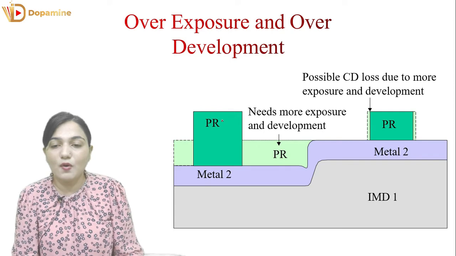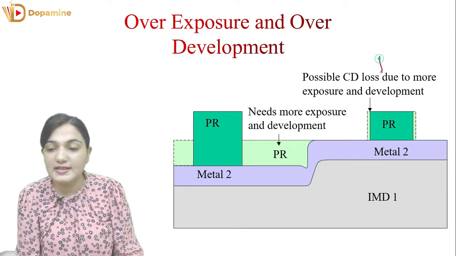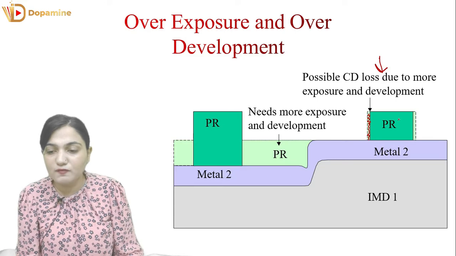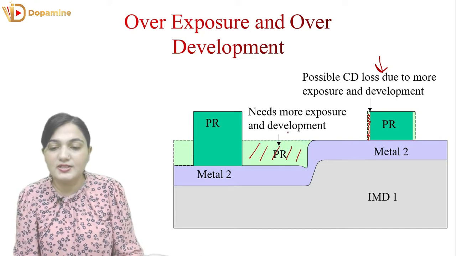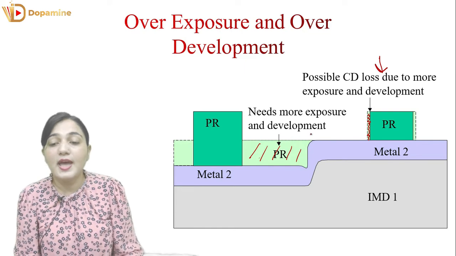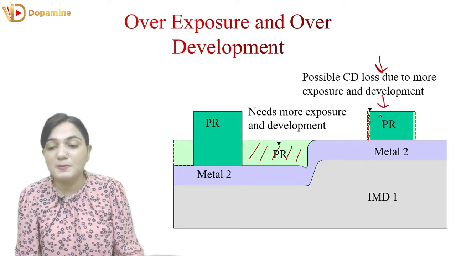Right? So you can see the overexposure and overdevelopment process over here. You can see we have possible CD loss due to the more exposure and development. Here you can see this photoresist is lost at the corner due to the more exposure and development. But this photoresist, you can see the color has not changed. This requires more exposure and development, right? This photoresist still requires more exposure and development, but here we are experiencing CD loss.